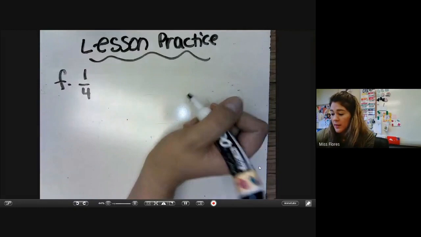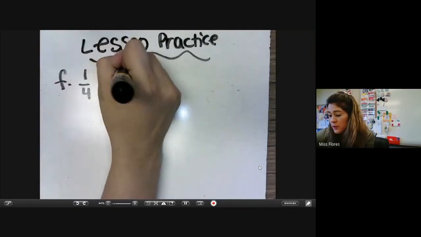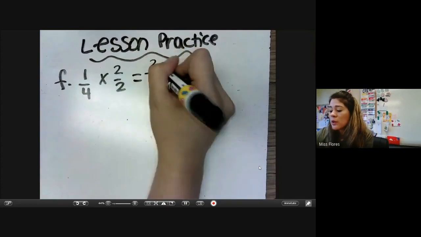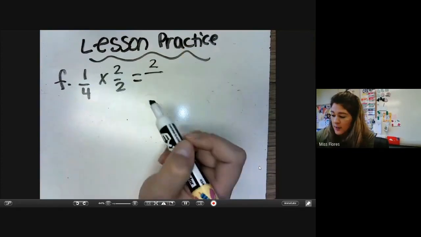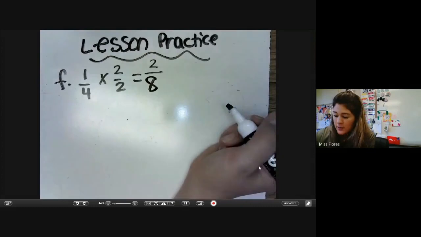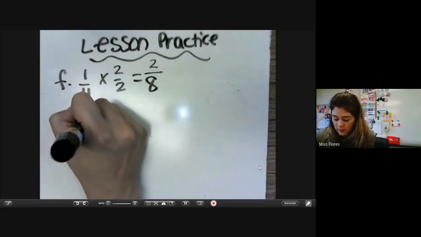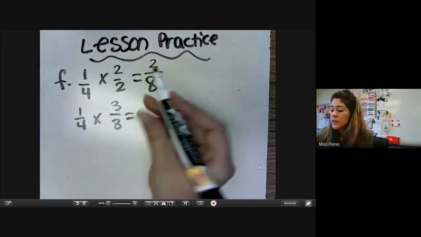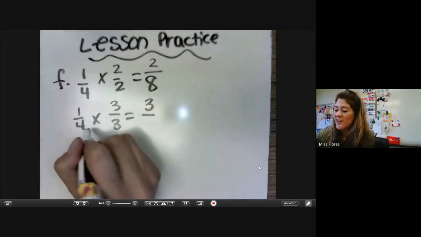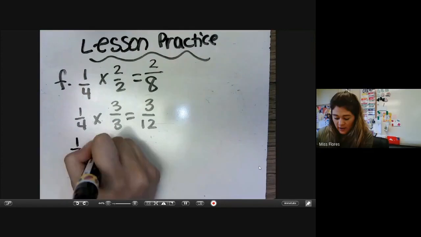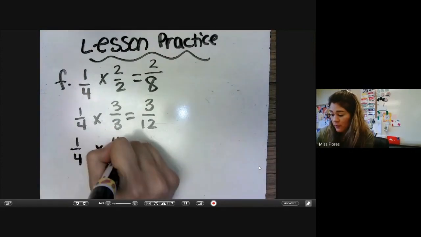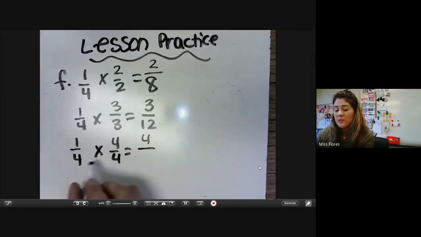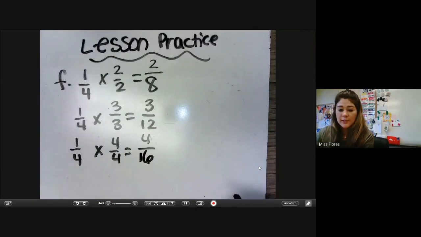We need to multiply this by 2/2. We get 2 times 1 is 2. 4 times 2 is 8. The next fraction they want us to do is 3/3. 3 times 1 is 3. 3 times 4 is 12. And they have us do 4/4. 4 times 1 is 4. 4 times 4 is 16.